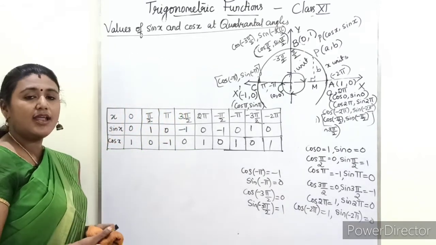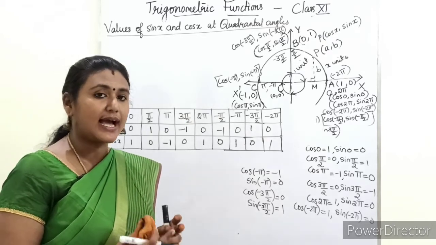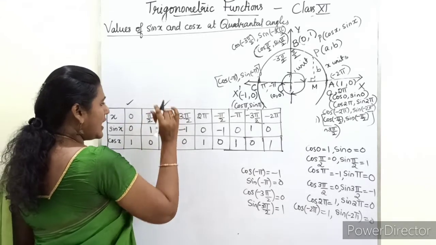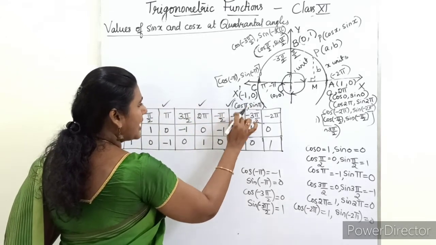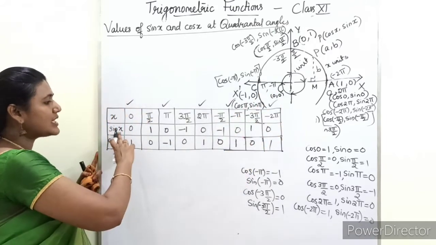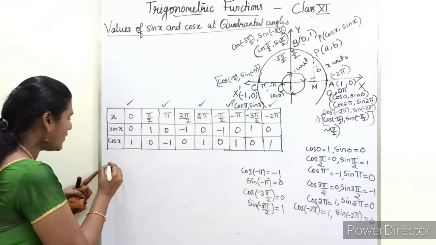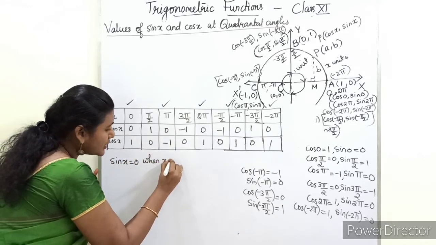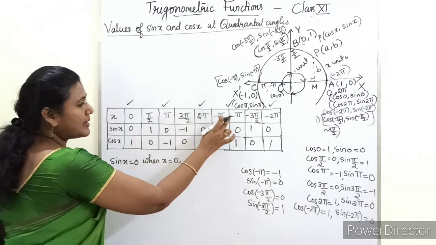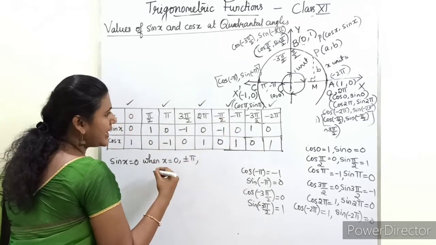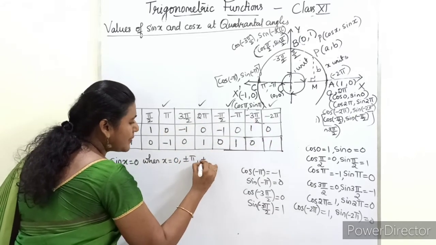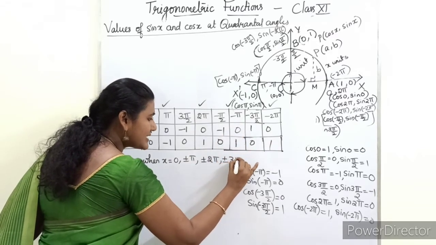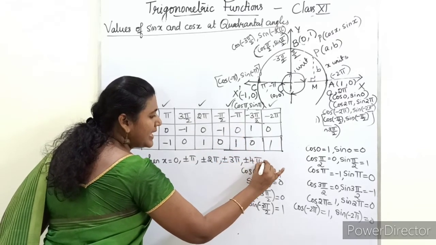So at which angles are the sine values 0? Listen here, for 0 degree, pi, 2 pi, minus pi and minus 2 pi, for these angles the sine value is 0. So I can write sine x is equal to 0 when x is equal to 0, plus or minus pi, plus or minus 2 pi, and if it continues like this, plus or minus 3 pi, plus or minus 4 pi, etc.